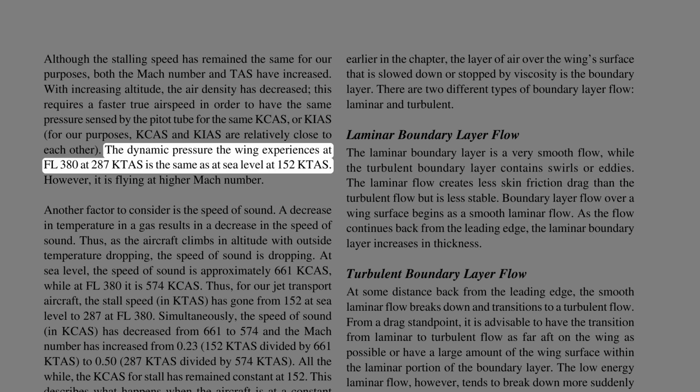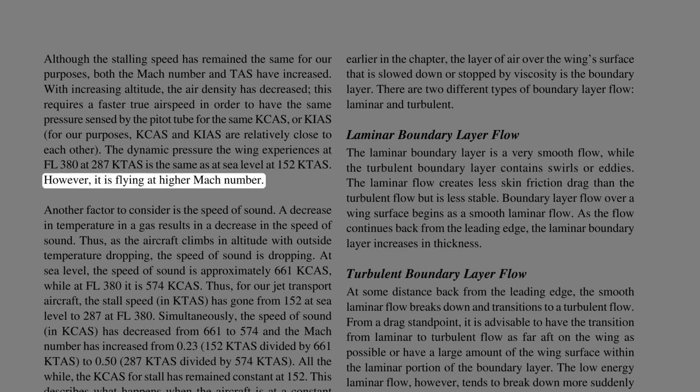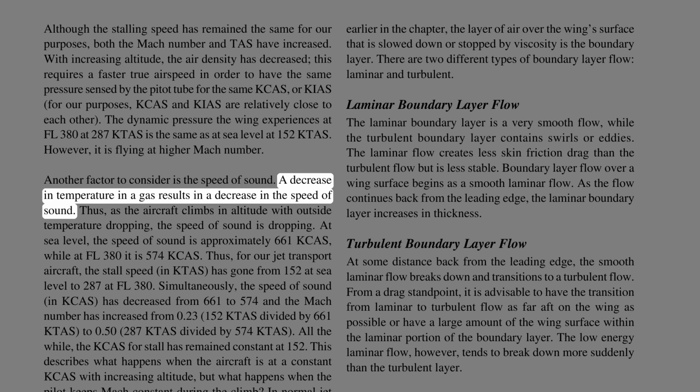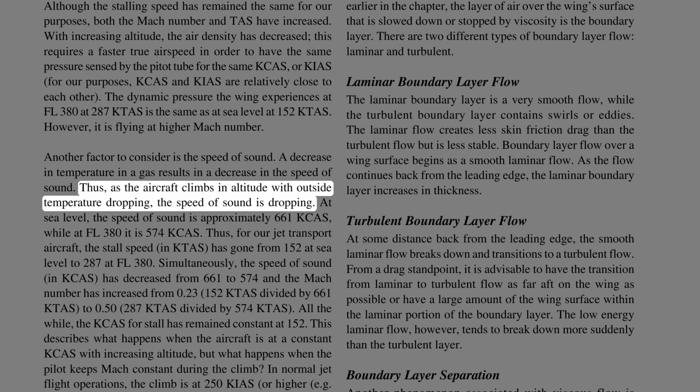The dynamic pressure the wing experiences at FL 380 at 287 KTAS is the same as at sea level at 152 KTAS. However, it is flying at a higher Mach number. Another factor to consider is the speed of sound. A decrease in temperature in a gas results in a decrease in the speed of sound. Thus, as the aircraft climbs in altitude with outside temperature dropping, the speed of sound is dropping.